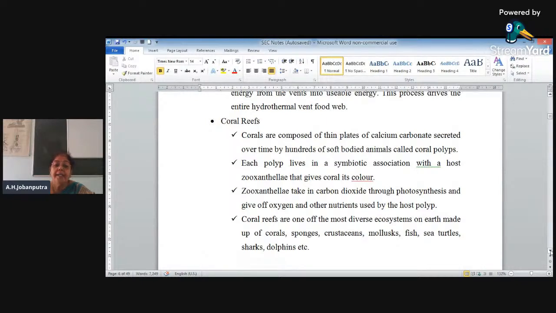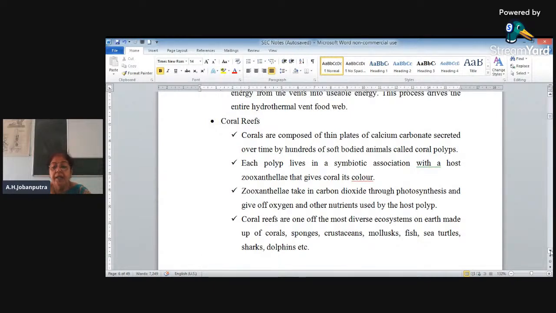So zooxanthellae take in carbon dioxide through photosynthesis, and they give off oxygen and other nutrients which are used by host polyps. So coral polyps and zooxanthellae are found in association. What does zooxanthellae do? They carry out the process of photosynthesis. They liberate oxygen and nutrients, while the coral polyps consume that oxygen and nutrients.